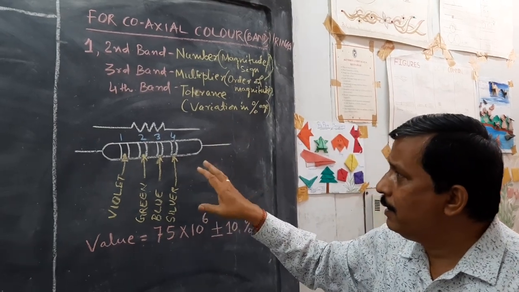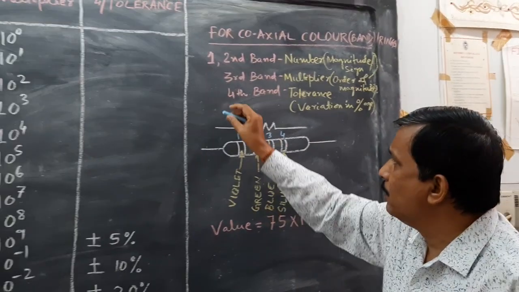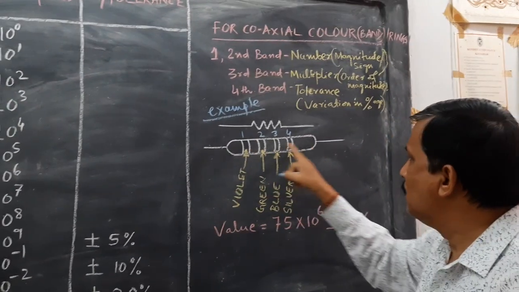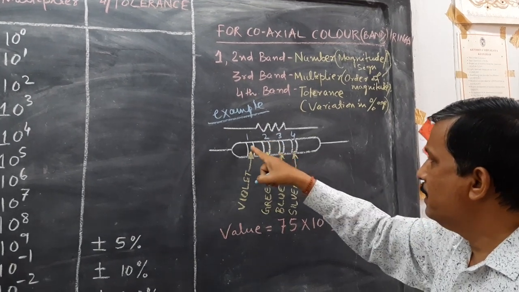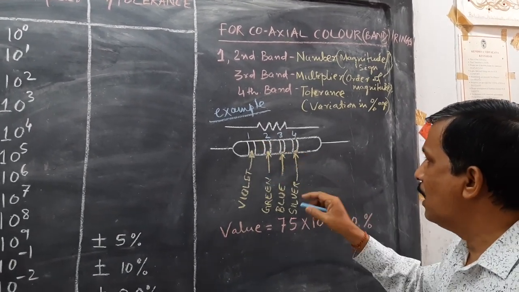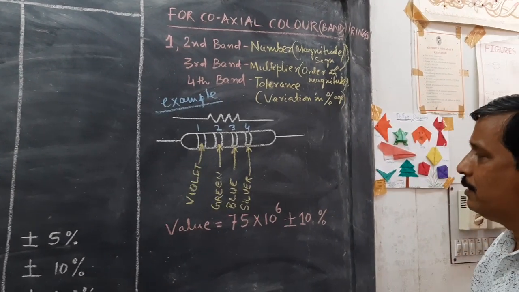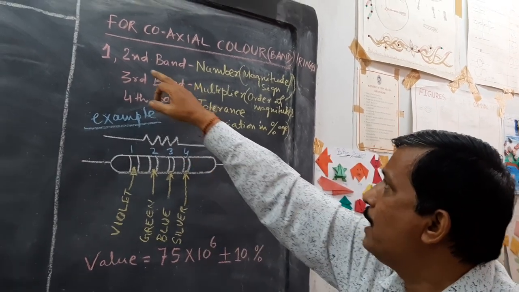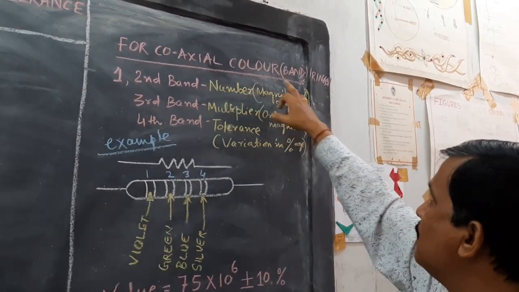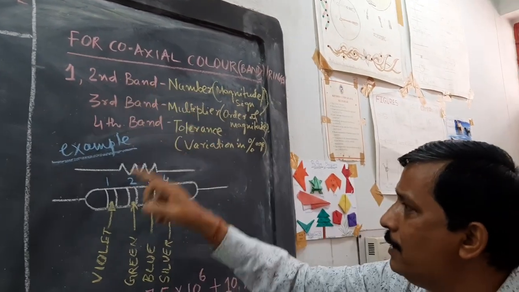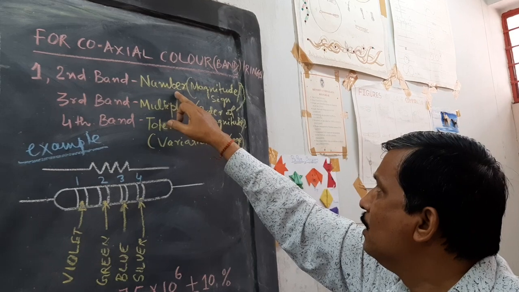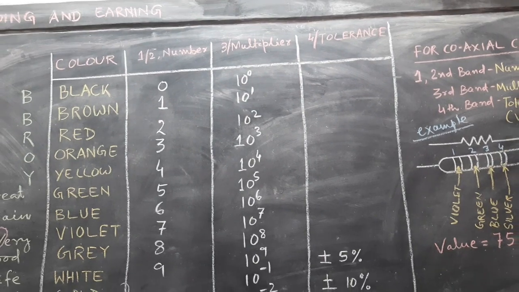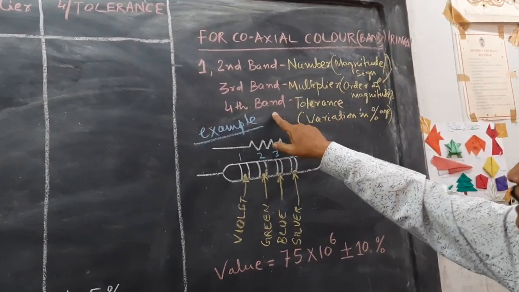And suppose I am taking one example. This is one example I have taken. This is the color resistor and it has 4 bands: 1, 2, 3, 4. How to calculate the value? Because it is a very small thing. So how will you calculate? So you see, this is the formula. For the color bands, the first and second band give the number or magnitude, you take the number from that table, and the third band is the multiplier, and the fourth band is the tolerance.